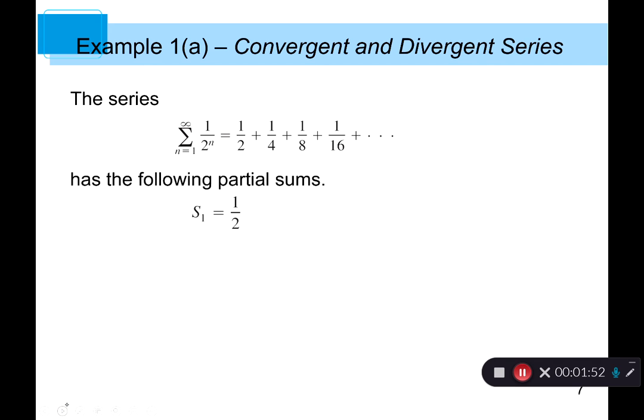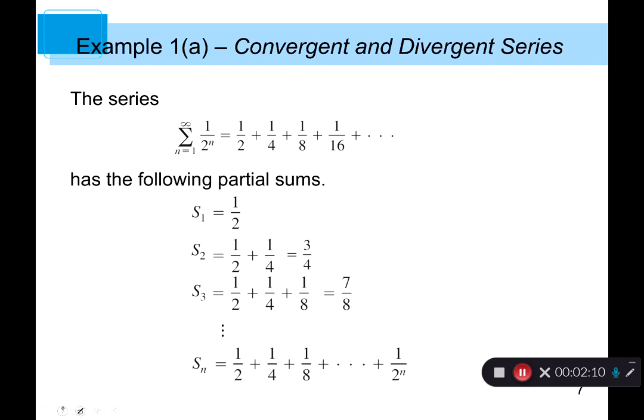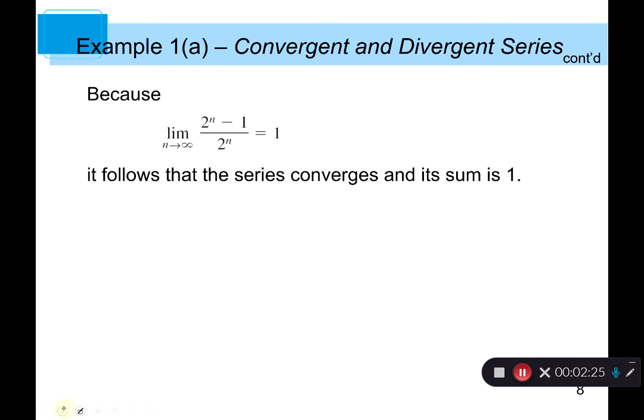So, for example, the partial sum S1 is 1/2, right? S2 is 1/2 plus 1/4, which is 3/4, right? What's my third partial sum? Which would be 7/8. My fourth partial sum, fifth partial sum, so on and so forth, would be getting ever closer and closer to the number 1. So therefore, we would say that this series is convergent and its sum is 1.